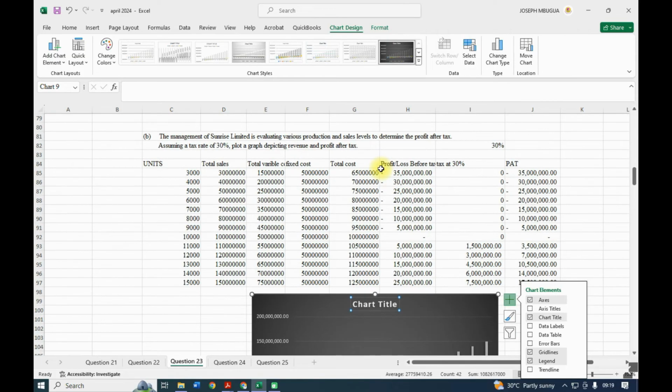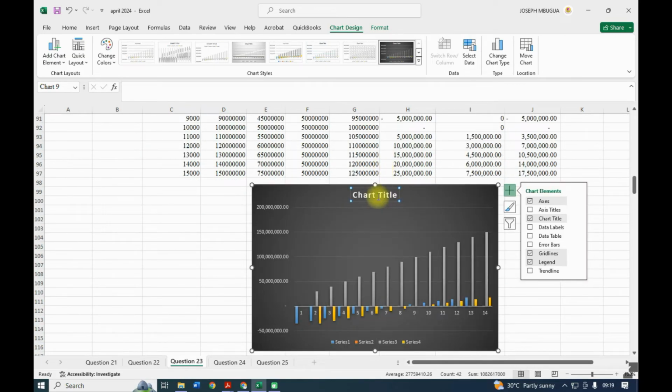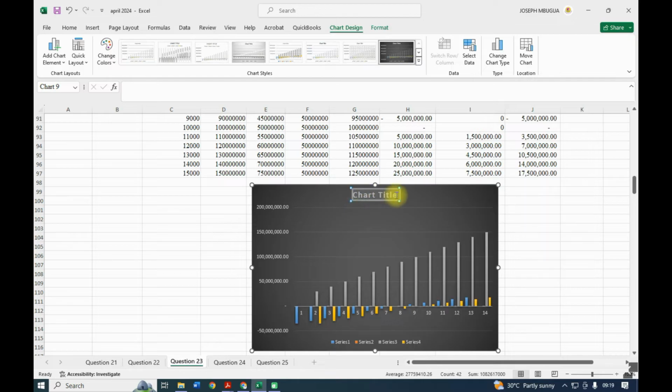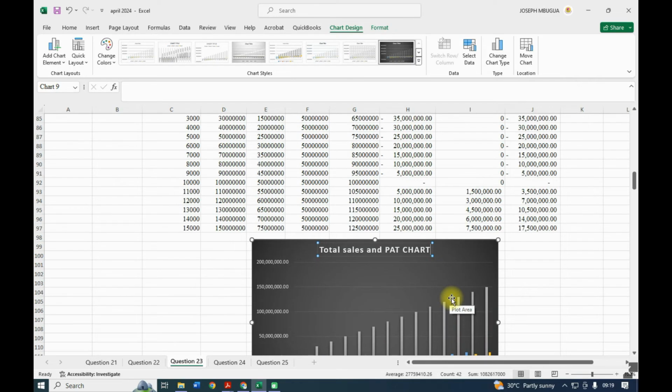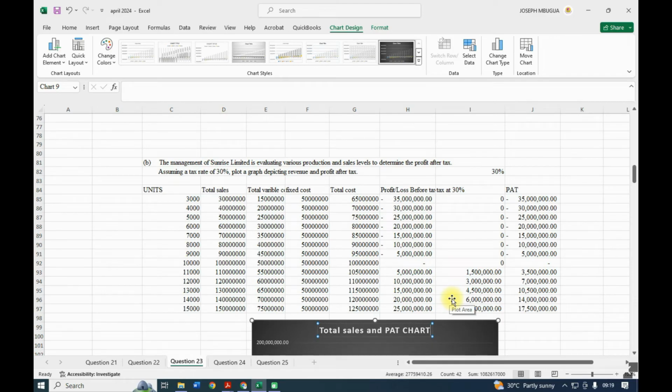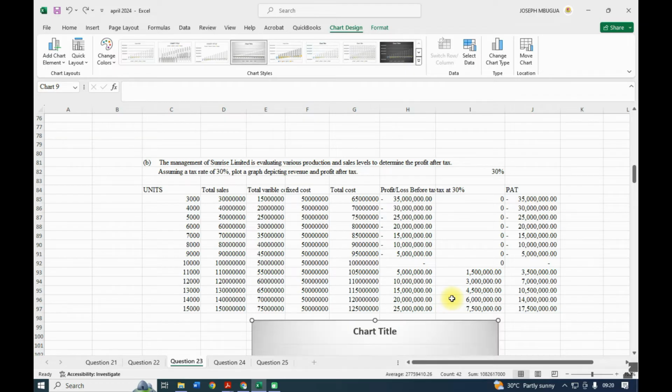This chart shows the total sales and profit after tax. Total sales and PAT, profit after tax chart. So it shows the area where we are making a profit. There are some figures that it has not picked. The units it has not picked correctly, and therefore I will redo that.